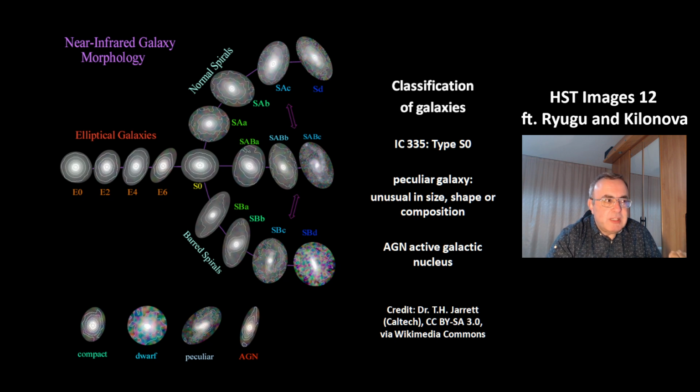And at the bottom, you can see a compact galaxy, a dwarf galaxy, and irregular galaxy, which means it is different in size or shape or composition. And there's AGN. AGN are galaxies with an active galactic nucleus.